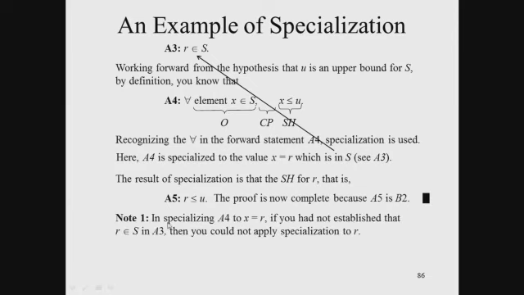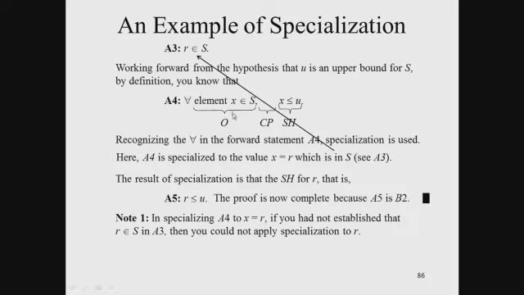Okay, so first of all, in specializing A4 to this particular value of X equals R, if you had not established that R belonged to S, you could not apply specialization here. You need an object with a certain property. That means the object has to be in the set S. So we know that R is in S from A3.